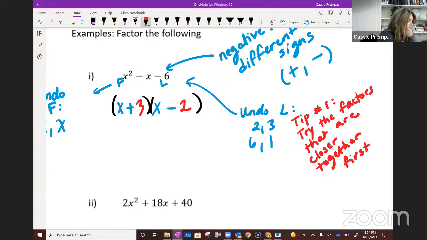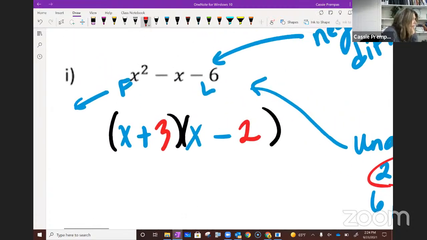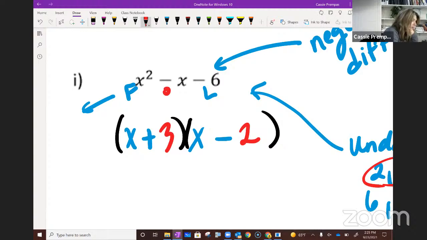Doesn't matter how big or small the number is, right? It just matters. So I'm going to try 2 and 3 first. Now, what's the only way that we know if we've gotten it correct? We got to check just the O and the I. We've already undone the F. We've already undone the L. So we only have to check the O and the I.